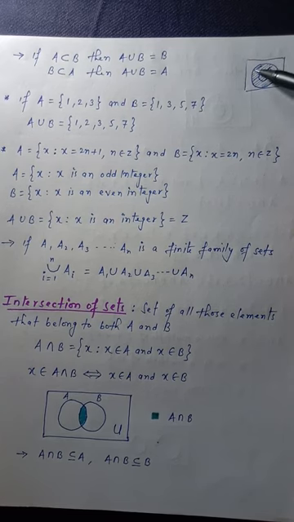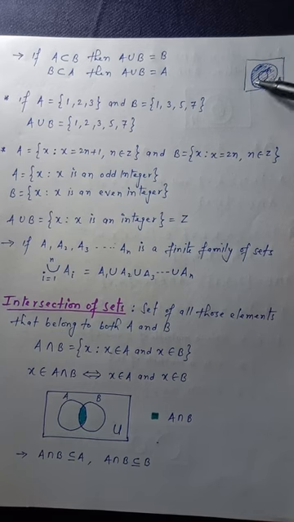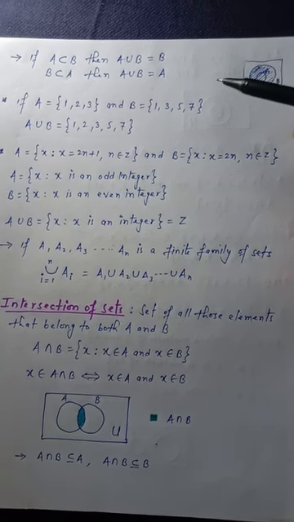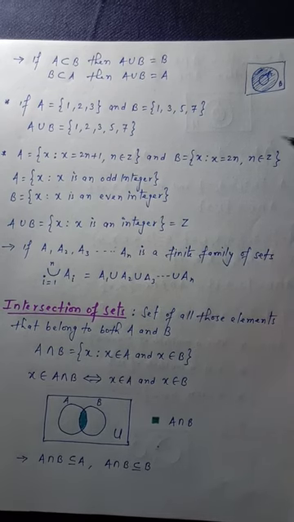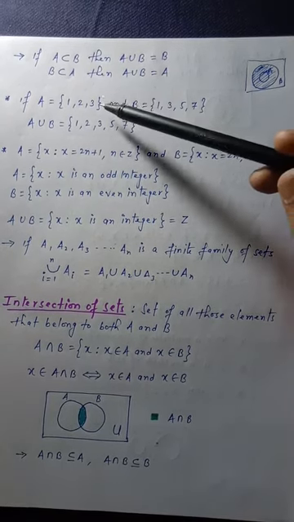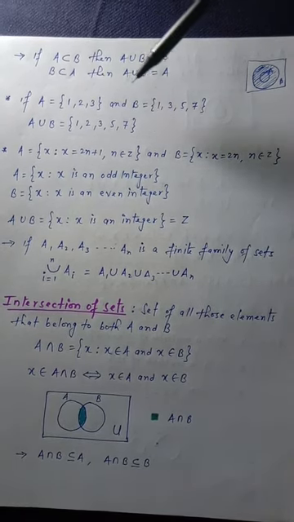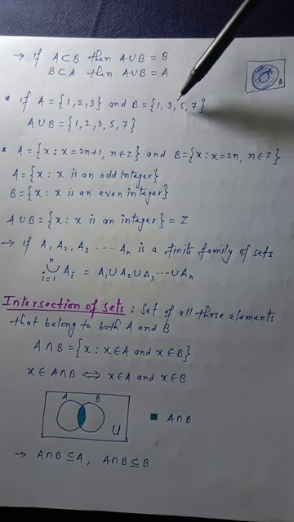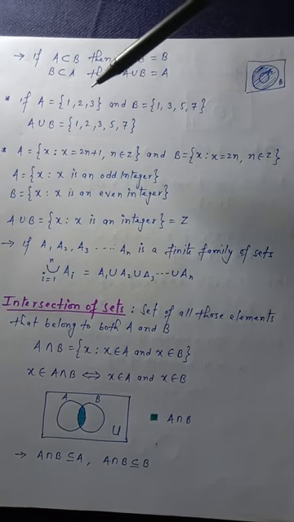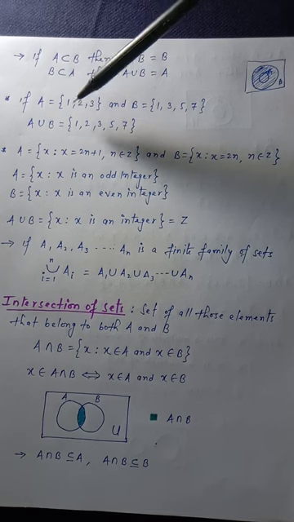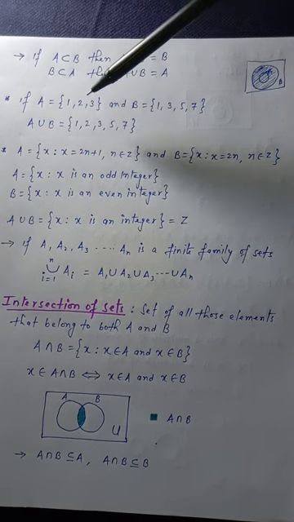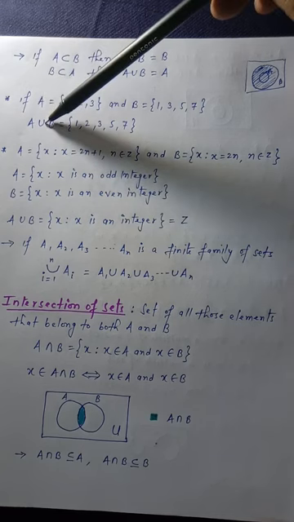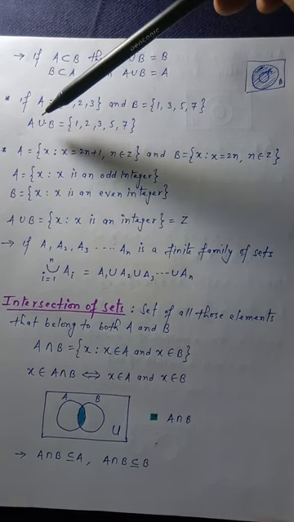So when we merge both parts, we will get A. Okay, take one small example. When set A is {1, 2, 3} and set B is {1, 3, 5, 7}, then A union B means {1, 2, 3, 5, 7}, because while writing A union, this is not universal, this is union.